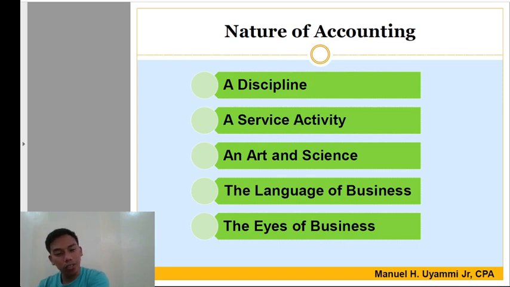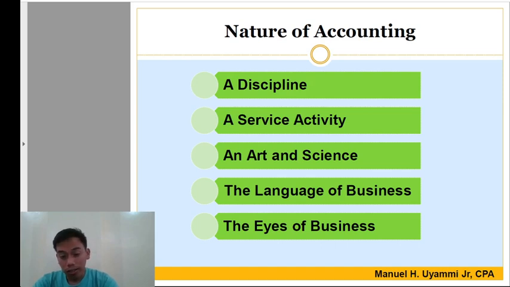And these financial statements gagamitin po ng mga economic users in making economic decisions about their investments sa ating business, or about sa pera nila sa business na pinautang, or anything that connects to our business or to our economic entity. Also, it is an art. Why? Nasabi nga po kanina that we need to follow certain rules and regulations. We need critical thinking skills in preparing financial statements.